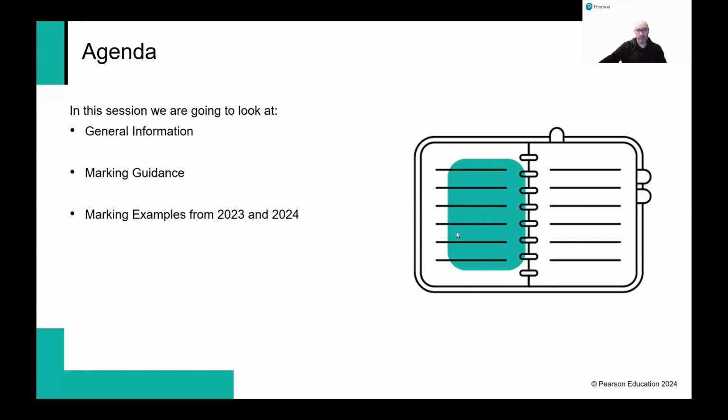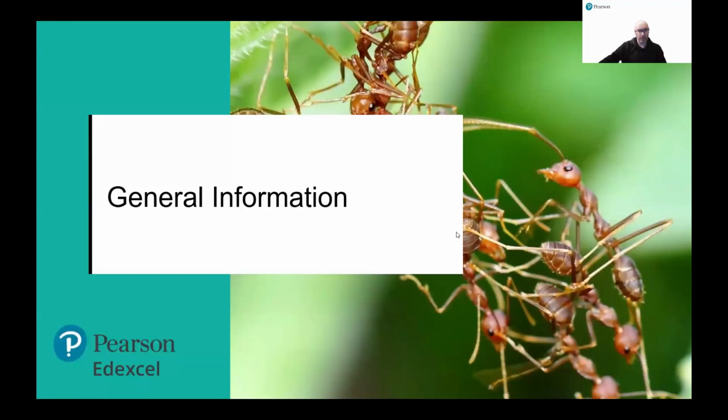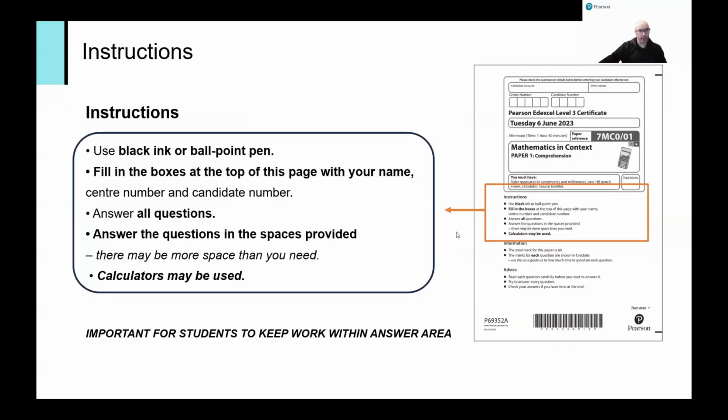Okay, so let's first of all look at the general information about the exam that's on the front of the papers. So we ask students to use a black ink or ballpoint pen and make sure to try and answer all the questions. They can use calculators. They're going to try to make sure they keep their working in the space provided, because, just the same as with GCSE and A-level, their answers will be snipped.